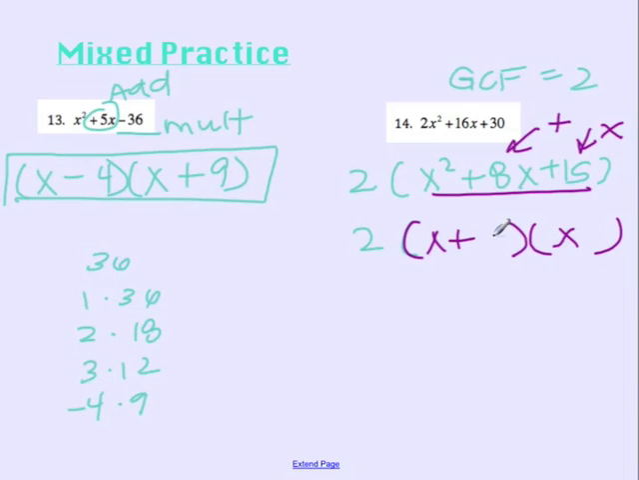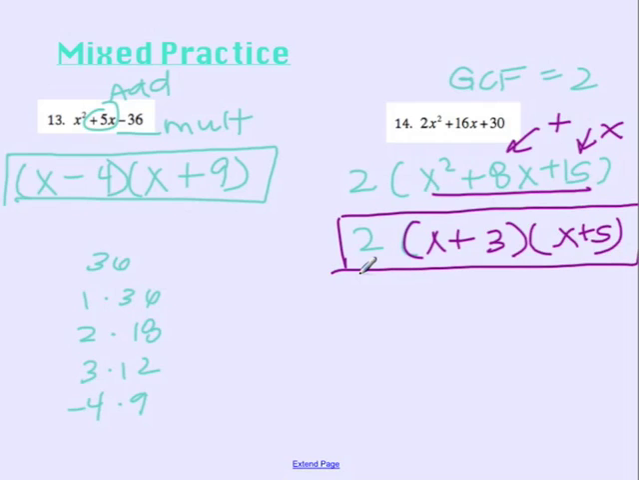So what multiplies to 15 but adds to 8? 3 times 5 is 15, and they add to 8. So I keep that 2 out in front, and this is my entire answer for number 14.